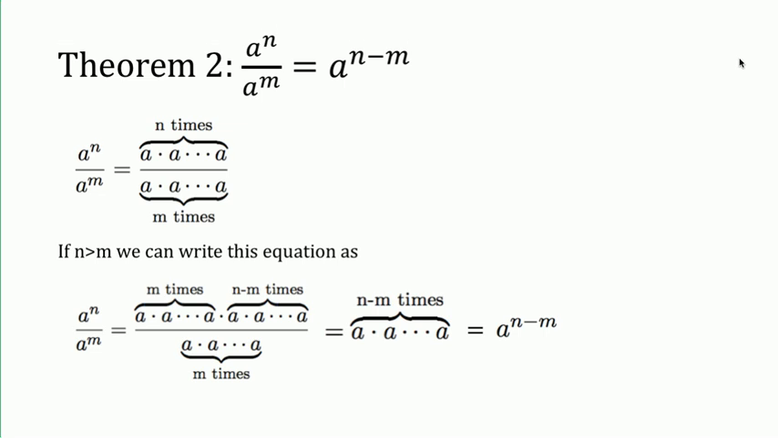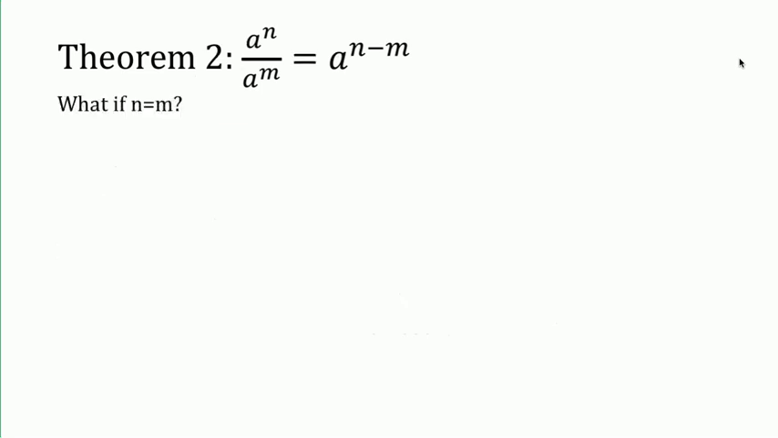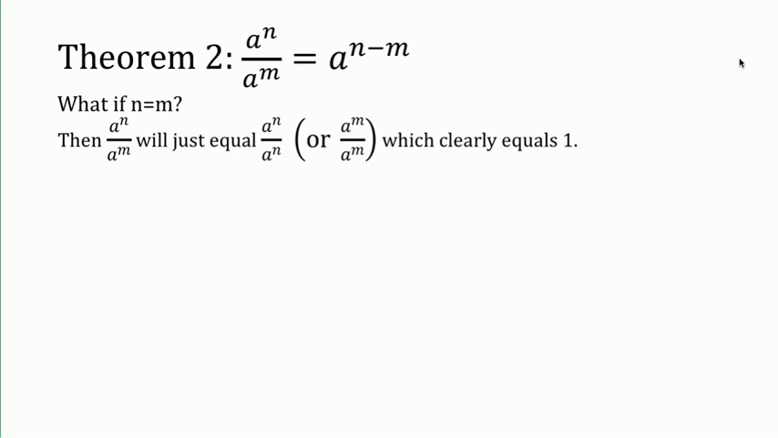Now for the second case, what if n was equal to m? Then a to the n over a to the m will just equal a to the n over a to the n, or likewise a to the m over a to the m, which clearly equals 1, since we have a number being divided by itself.